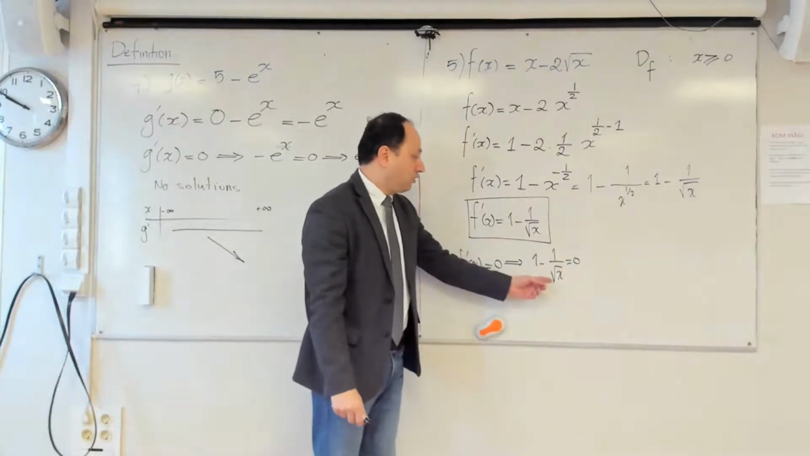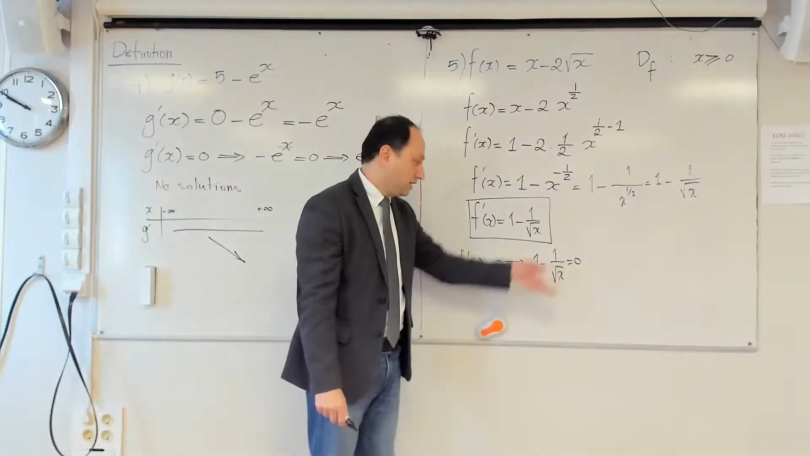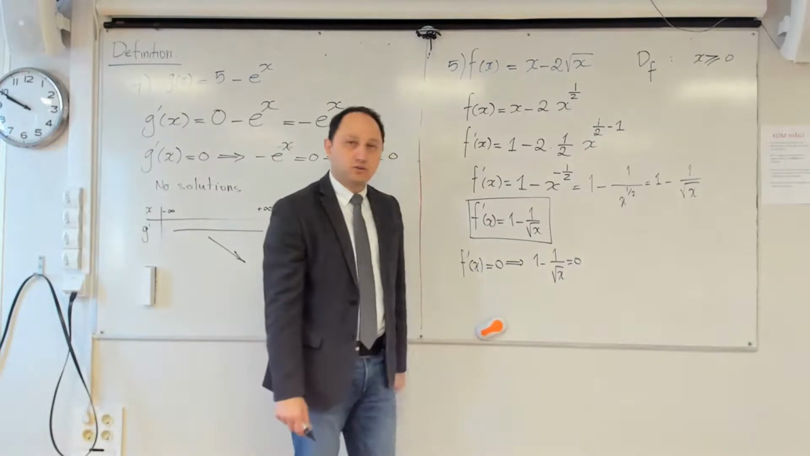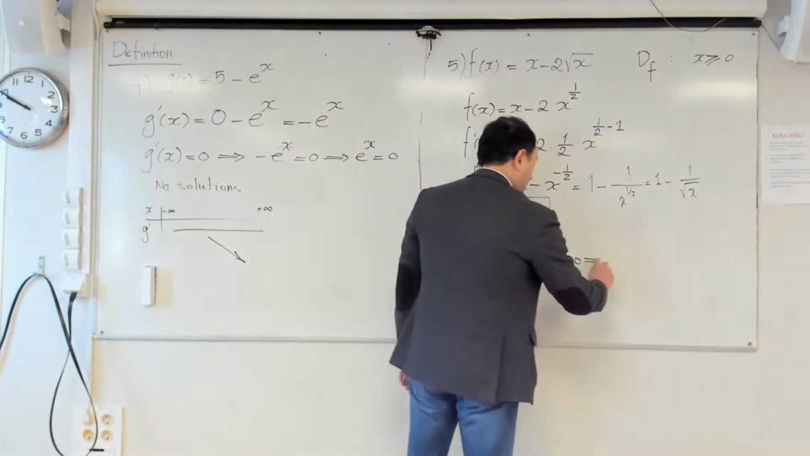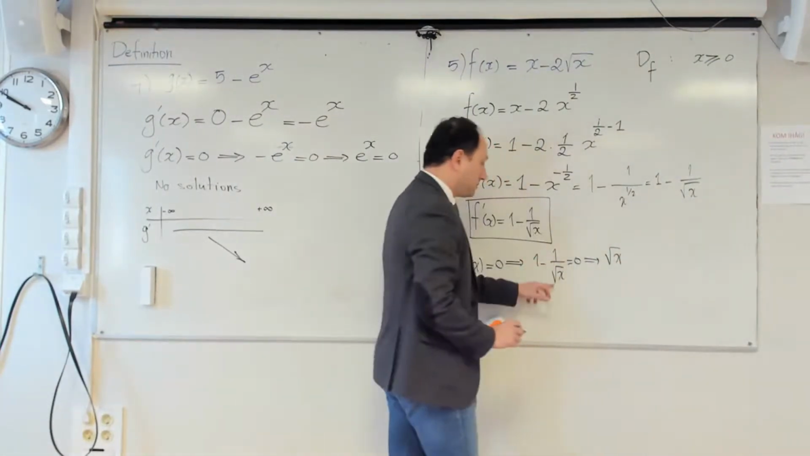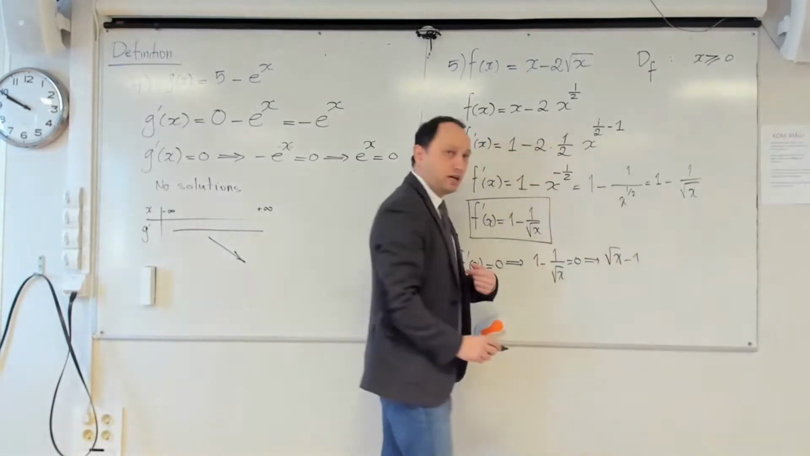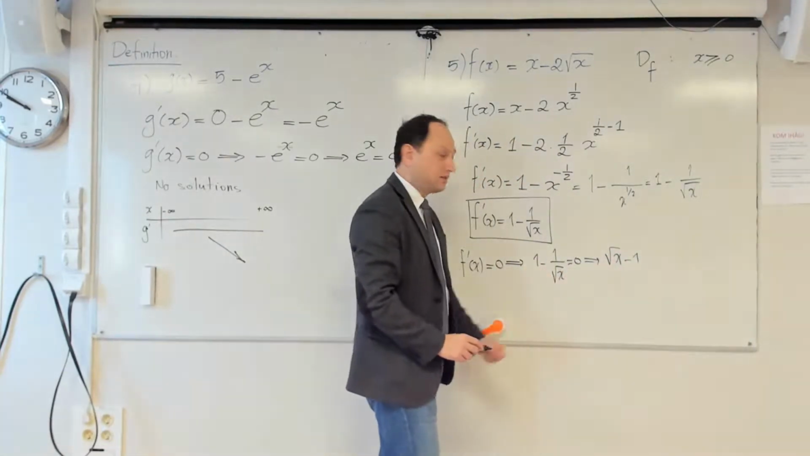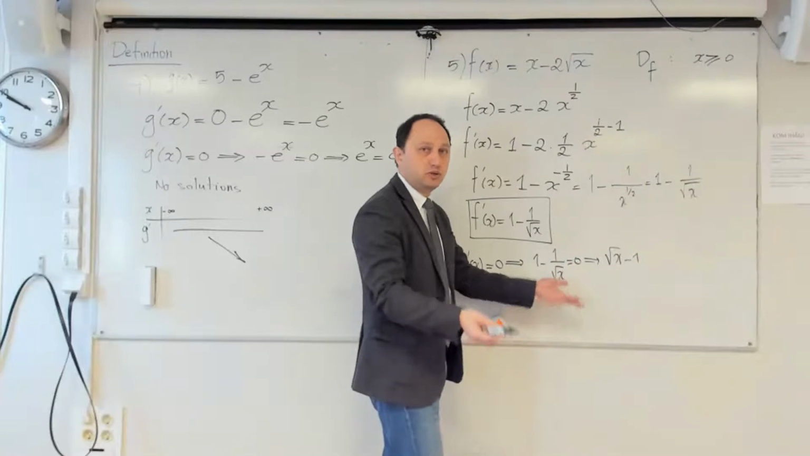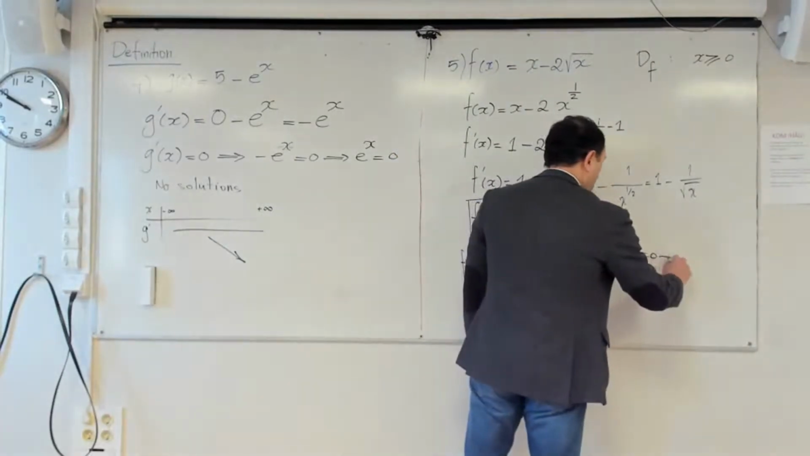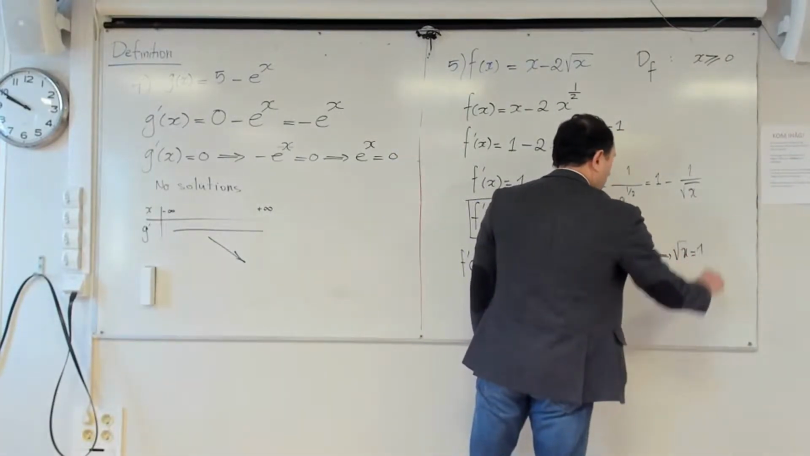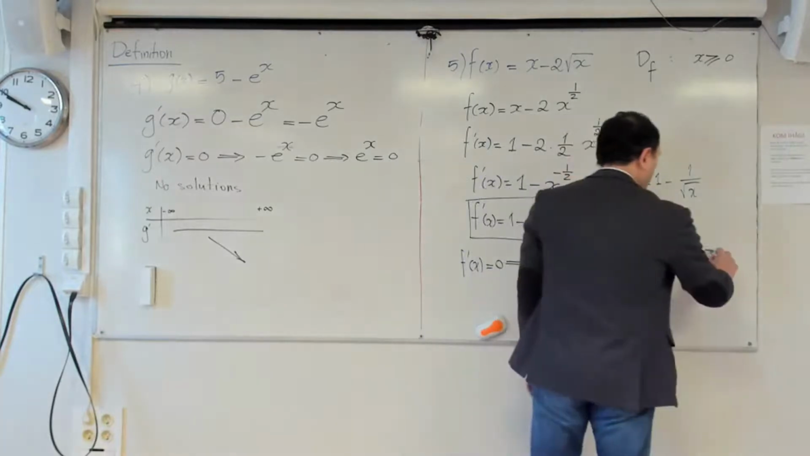If you remember, I always tell I hate fractions, so I get rid of fractions. I multiply by square root of x. This becomes the square root of x. This becomes minus 1 because the square root of x that I am multiplying will cancel this out. On the right-hand side, 0 times the square root of x is just 0. And then I move the 1 to the right, and then I square it. I get x equal to 1.